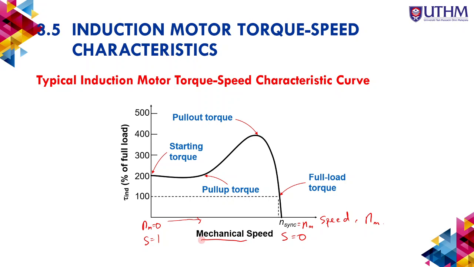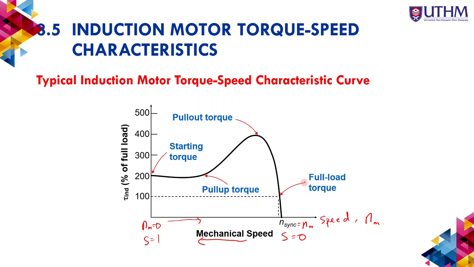When we look at this direction, the speed becomes slower until 0, so the slip becomes higher. At Nm equal to 0, the rotor speed is 0. You can see the rotor is in the static condition, so it requires higher torque. Therefore, the characteristic of the induction motor is that the starting torque is quite high.